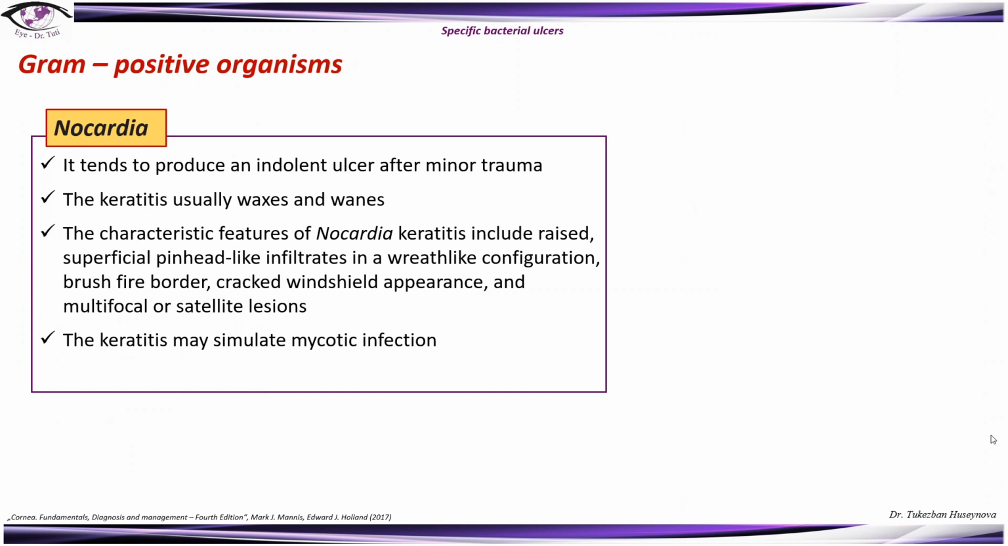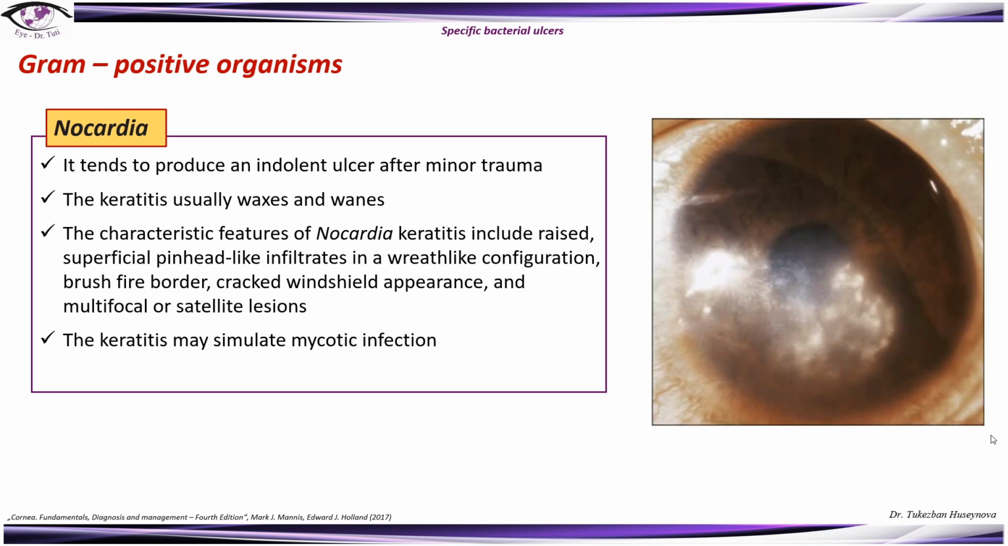Another gram-positive organism is Nocardia. Nocardia infection tends to produce an indolent ulcer after minor trauma, and trauma-related Nocardia keratitis can have multifocal chalky white infiltrates in a wreath-like configuration on the leading edge. This is a characteristic feature of Nocardia keratitis, which can also be confused with a mycotic infection.